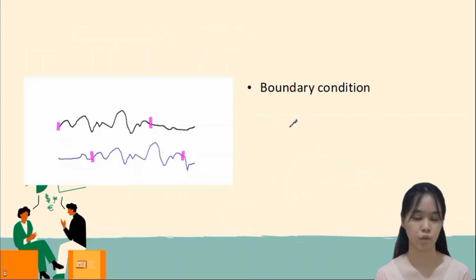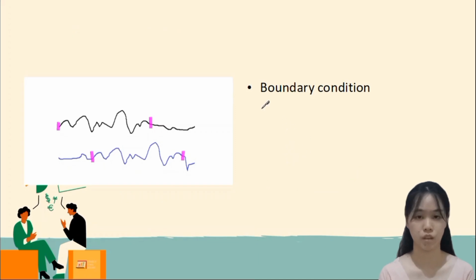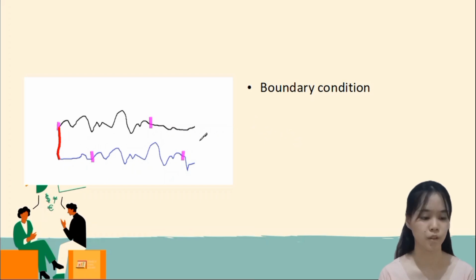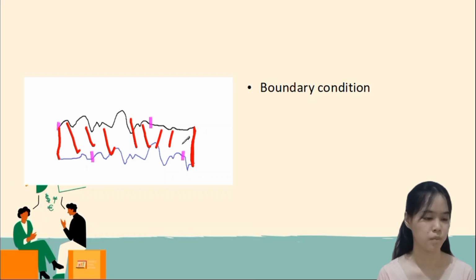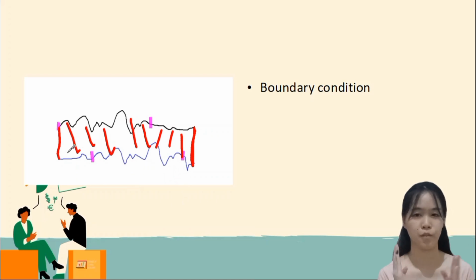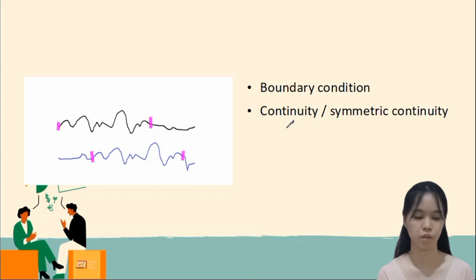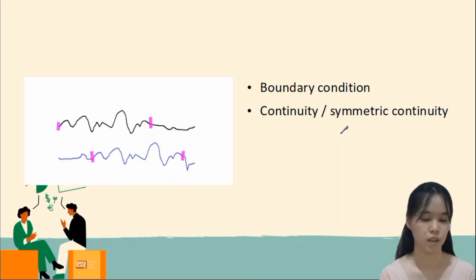I'm going to discuss three of them. These are the most basic ones. The first one is the boundary condition. The boundary condition means that the first element of both series needs to match each other, and the last element of both series also needs to match each other. So no matter how we align the middle of the series, the very beginning and the very end need to match each other.